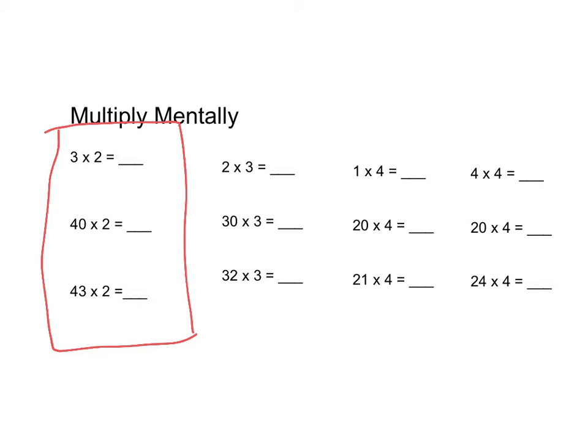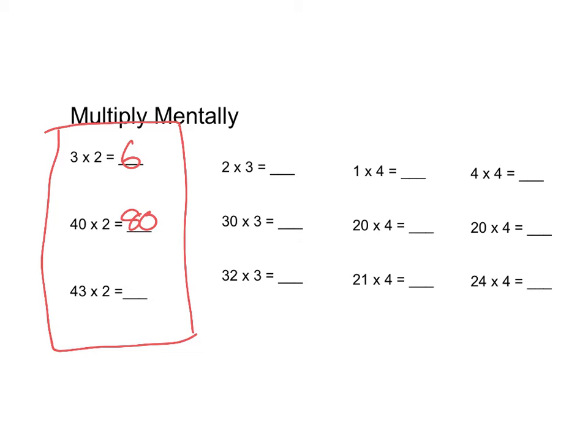So we'll start with 3 times 2 in your head. What is that? And now let's say it together. 3 times 2 equals 6. All right, the next one is 40 times 2. Well, 4 times 2 times 10. So in your head, you should have come up with, well, 40 times 2 is 80.